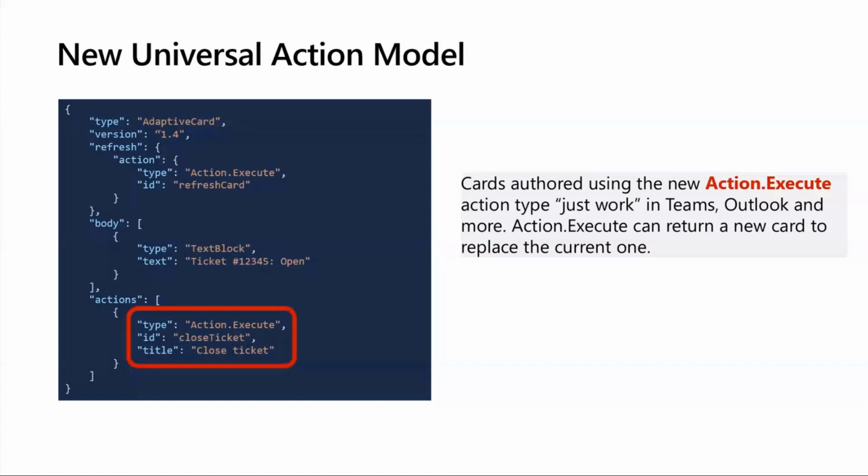Now we have also introduced a refresh card mechanism, and Action.Execute can now return a new card to replace the existing card in place. This wasn't an option that existed in Teams in the older versions of adaptive cards, but in our newest launch, 1.4, now you get to see in-place refresh cards getting returned on Teams as well.